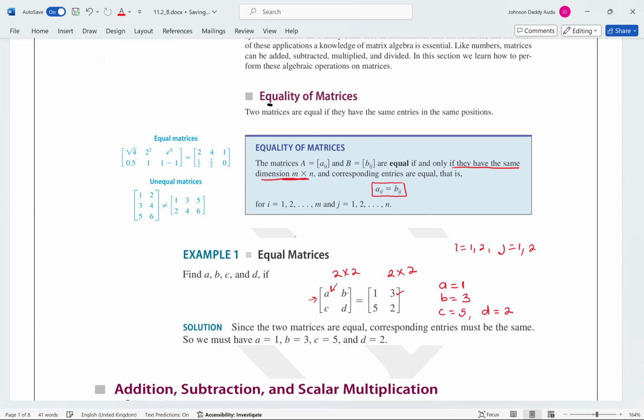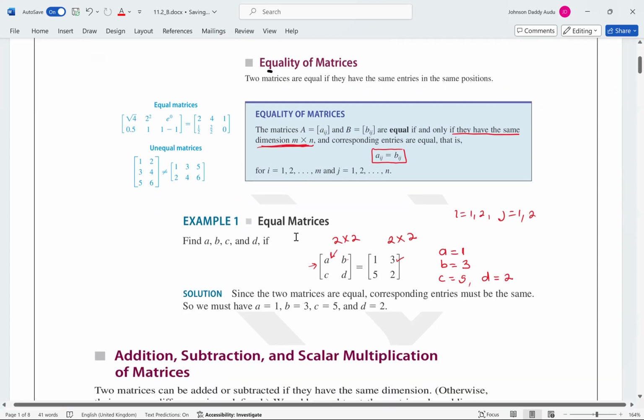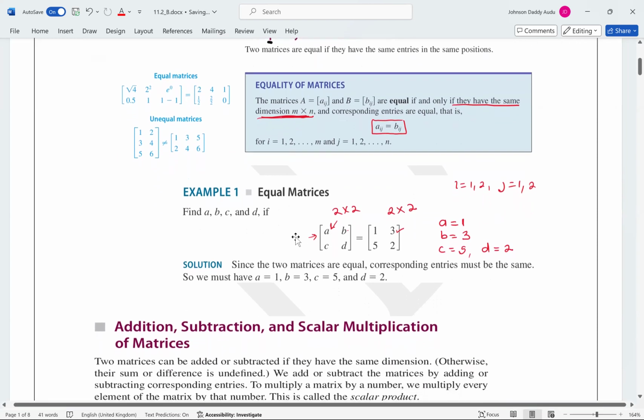So if these conditions are satisfied, then we say the two matrices are equal. In summary, two matrices are equal if they have the same dimension, in other words, they have the same order, and the corresponding entries are equal. So take note of that. We will use it later for some calculation.